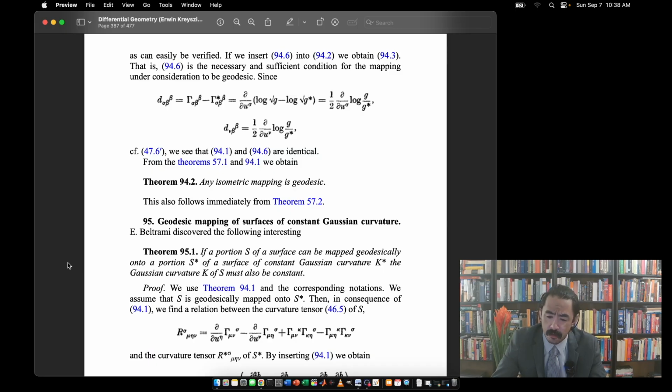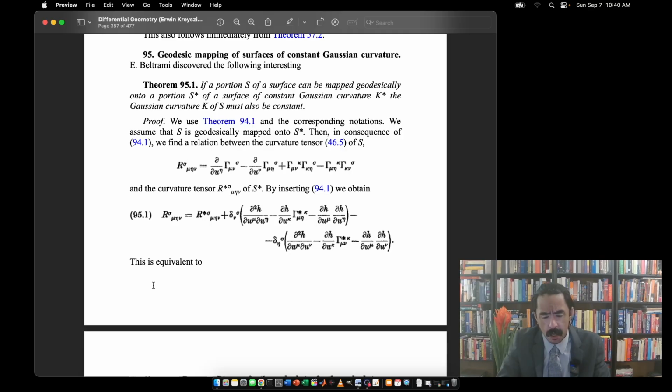Geodesic mapping of surfaces of constant Gaussian curvature. Eugenio Beltrami discovered the following interesting theorem 95.1. If a portion capital S of a surface can be mapped geodesically onto a portion capital S star of a surface of constant Gaussian curvature capital K star, the Gaussian curvature capital K of the portion of a surface capital S must also be constant.